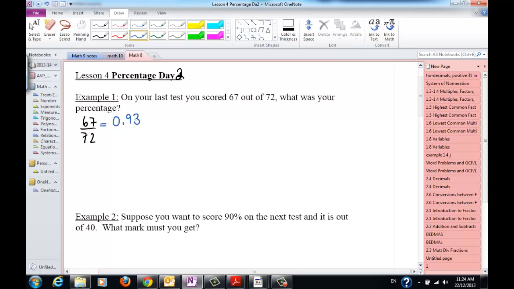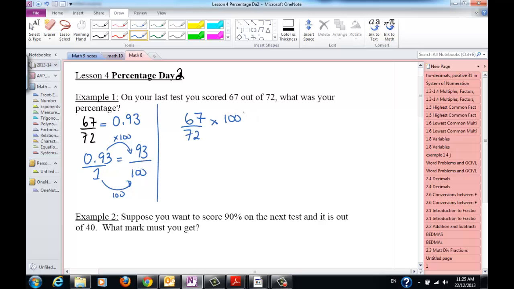From there, we have 0.93, and really it's just over 1. I want it to be over 100, so I multiply the top and the bottom by 100 to get 93 out of 100. I want to be able to do this a little bit quicker. So what I'm essentially doing is 67 out of 72 multiplied by 100%. And what I get is 93%.